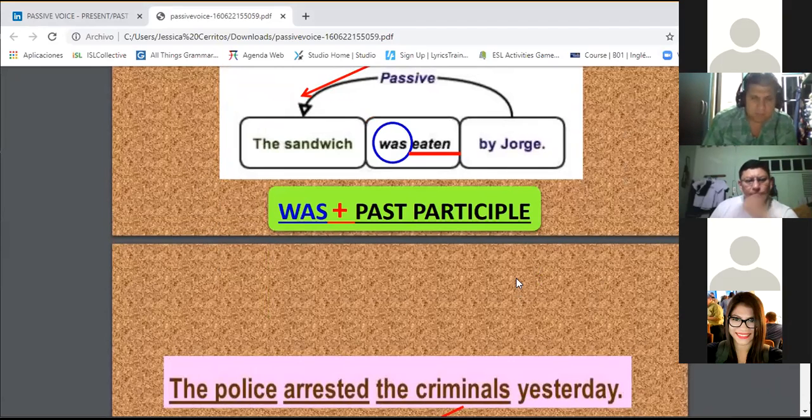Xiomara, can you try to do this sentence, please? Tell me, is it present or past? Past. Okay, now switch it to passive voice. The criminals? How many criminals, guys? Plural. So the criminals were arrested by police. When? Yesterday. Excellent. You need to be careful with how many people or things are being talked about. Criminals is plural. There are many.